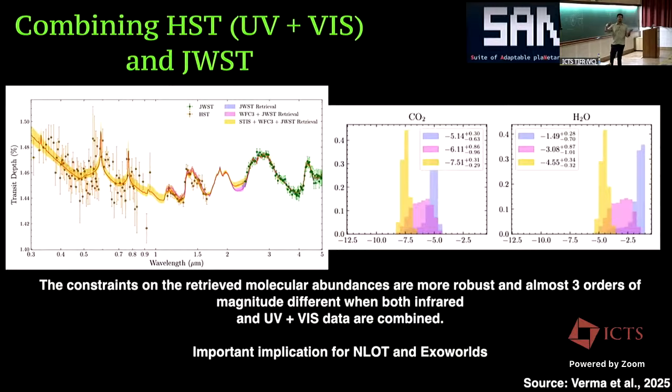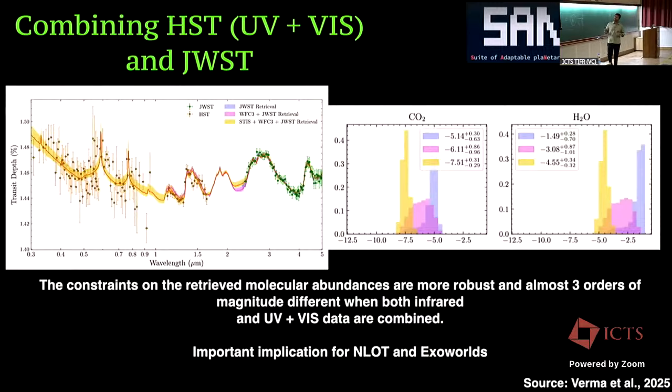So this has big implications for NLOT and EXO worlds, because we will have access to the optical data. For the JWST targets that we have studied, by combining both the infrared and optical, we get a more robust understanding and estimate of the abundances in various exoplanet atmospheres.